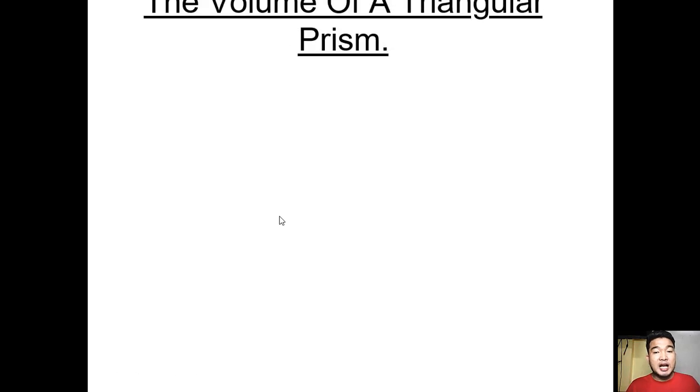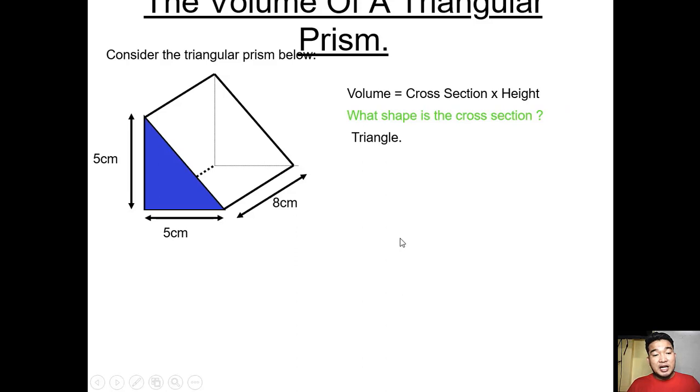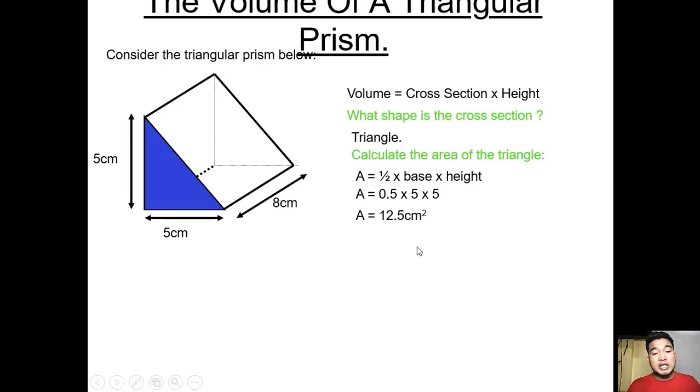So the volume of a triangular prism. How do we solve for the volume of a triangular prism? So the only difference now is that the base is a triangle. So again, our cross-sectional area is a right triangle. So we solve for the area of the triangle, and that is A is equal to 1/2 of the base times the height. So that is 5 centimeters times 5 centimeters times 1/2, or 5 times 5 divided by 2, which is equal to 12.5 square centimeters.